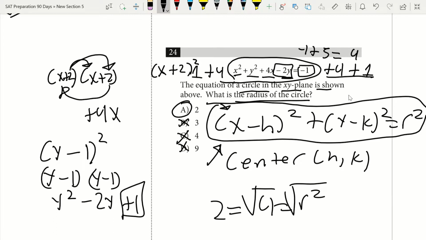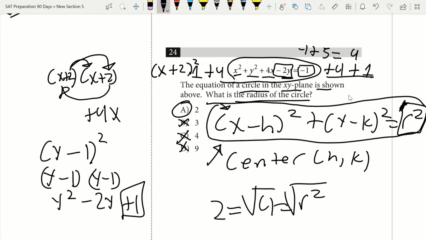So that's one important thing to understand when you're dealing with radius of circle questions: that value is going to equal the x squared. It doesn't equal the radius, it equals the radius squared, which means that you have to take the square root to find the radius. So for 24, the answer there is going to be A.